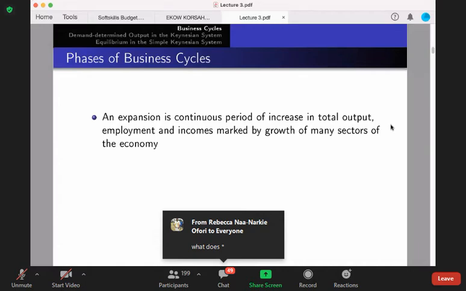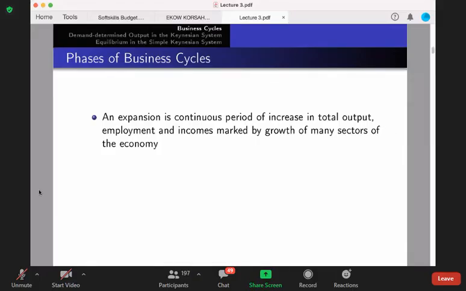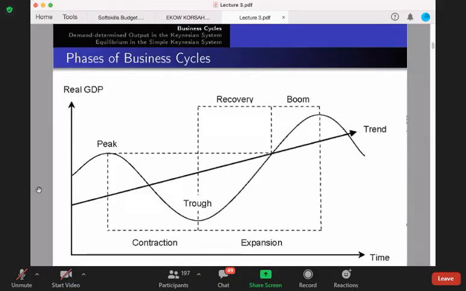Rebecca Naki Ofori has asked a very important question, so because of that question, let me go back. It says, "Sir, please, what does the government do to get the economy out of the trough?" It's a very, very good question.